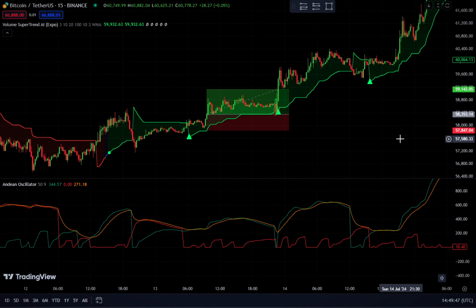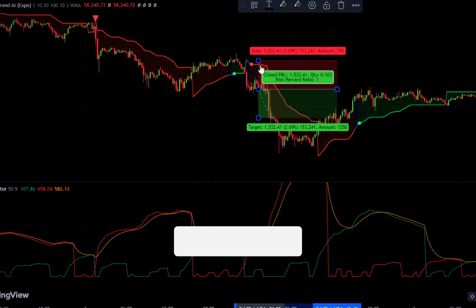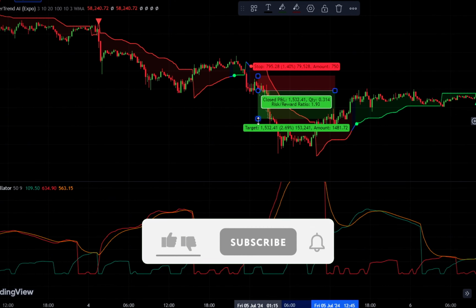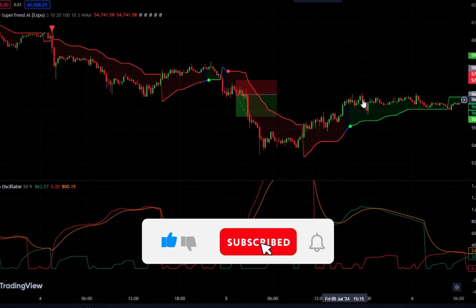This strategy works on all time frames, so you can use it for scalping, day trading, or swing trading. Plus, it's effective for trading forex, gold, crypto, stocks, and more.